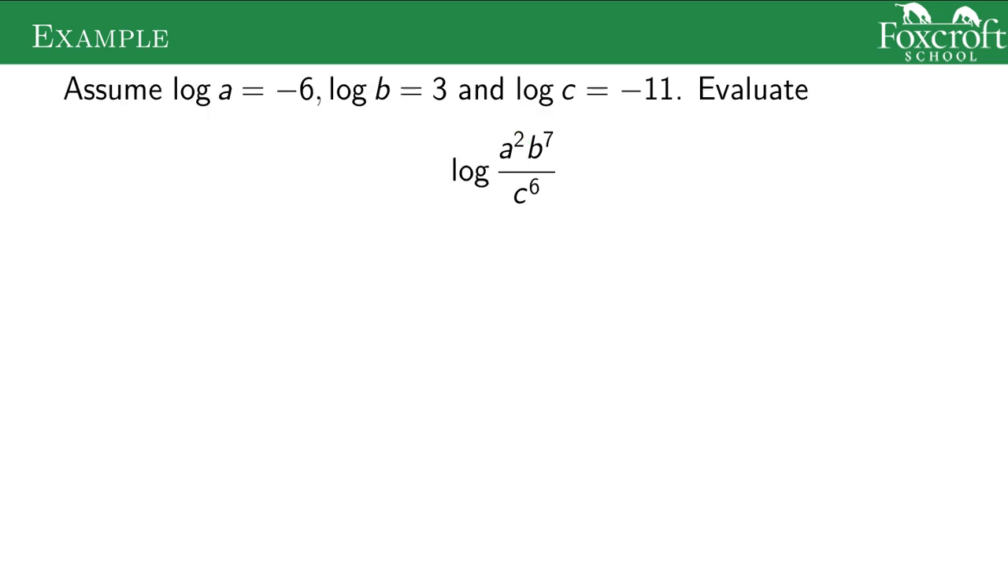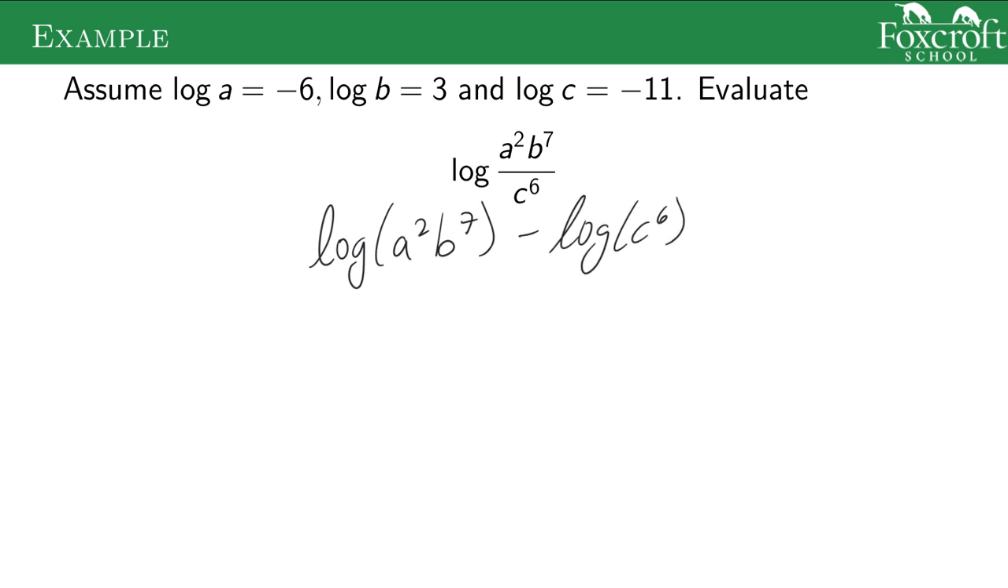So here's the last thing that they might do to make things a little bit more complicated. They just give you some answers for what these logs are, and you're just going to have to put these numbers in to get a final answer. But the starting step's still going to be the same. I see a big division bar, so I write this as log of a squared b to the 7th minus log of c to the 6th. In this first one, there's multiplication, so I split that up.